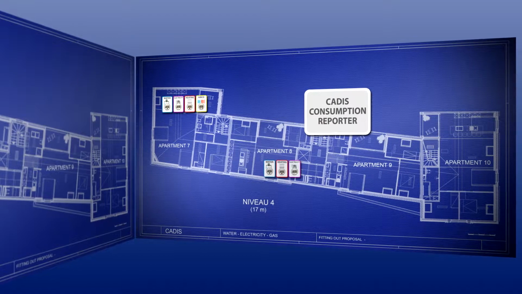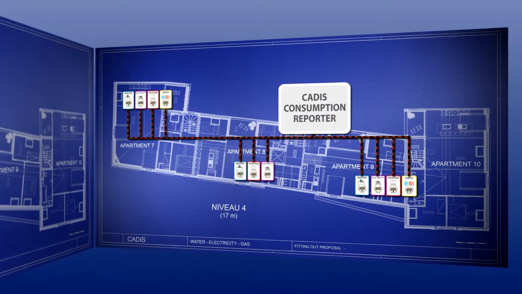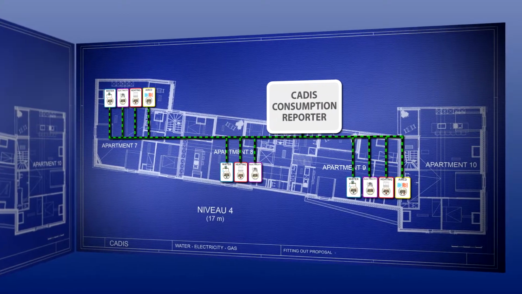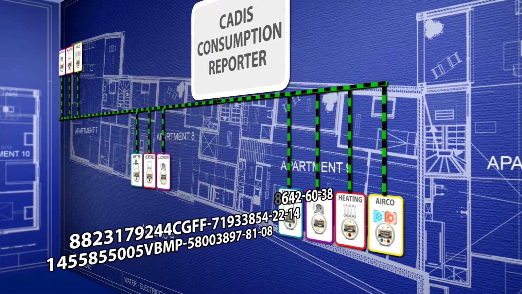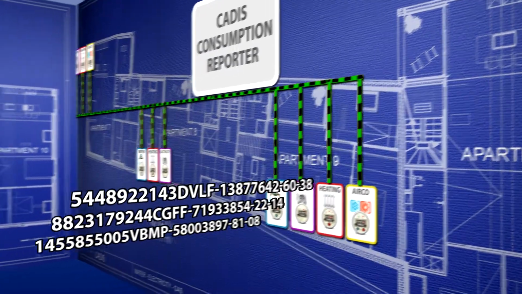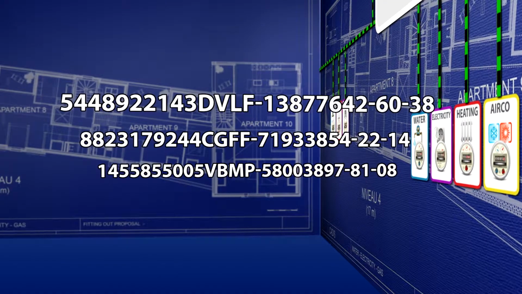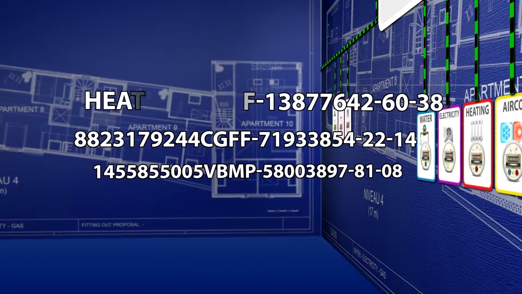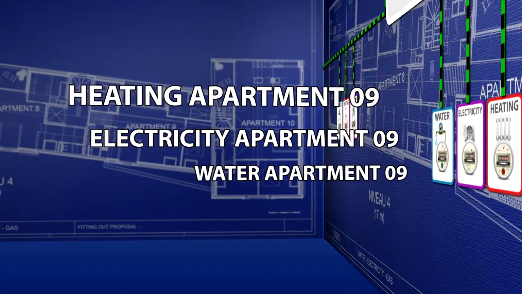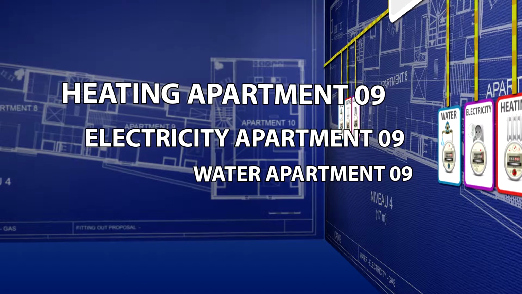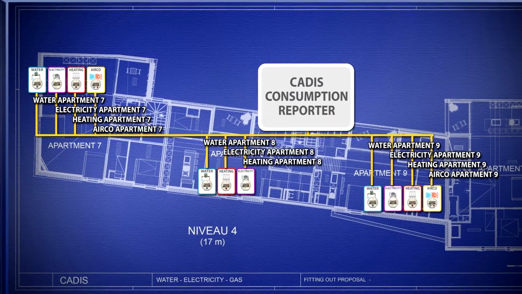With the system initialization, the Cadis Consumption Reporter automatically scans all connected meters. Consumption meters are identified by the data communications using a complex ID. This ID provides no information about what or where you are measuring. The Cadis Consumption Reporter translates this complex ID into a relevant name that refers to a physical location, a part of a building. The result is a comprehensive list of all consumption meters within the building.